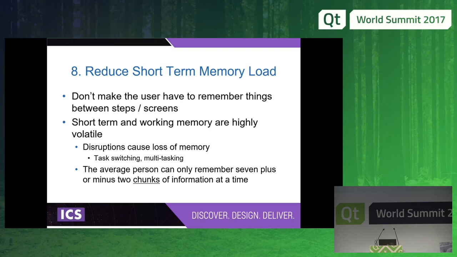So 10 digits is a challenge, but the first 3 digits are the area code. So if I see 617, I go, oh, that's a Boston number, and that becomes a chunk of information for me. And so now I just have to worry about the other 7 digits, and that's kind of within my working memory. Same thing applies in software. Don't make somebody have to remember things between screens.